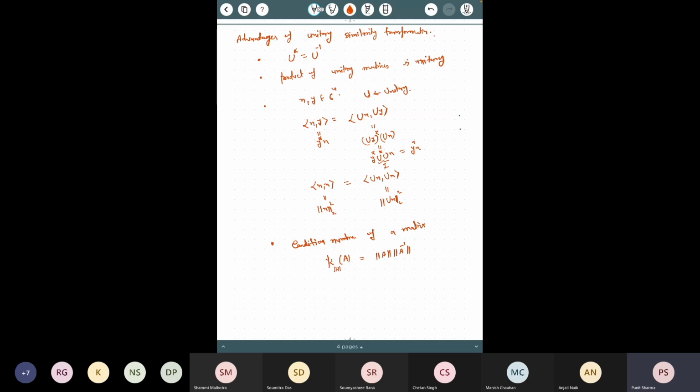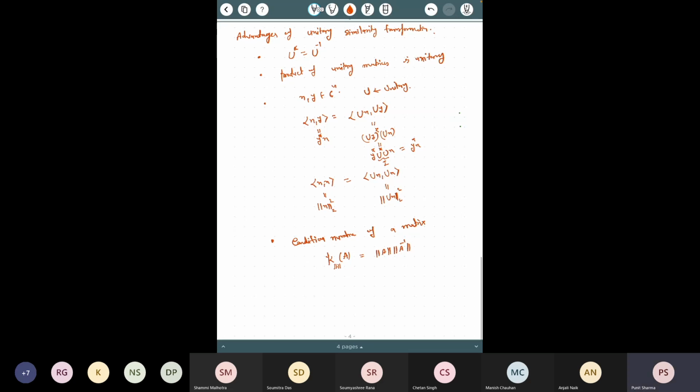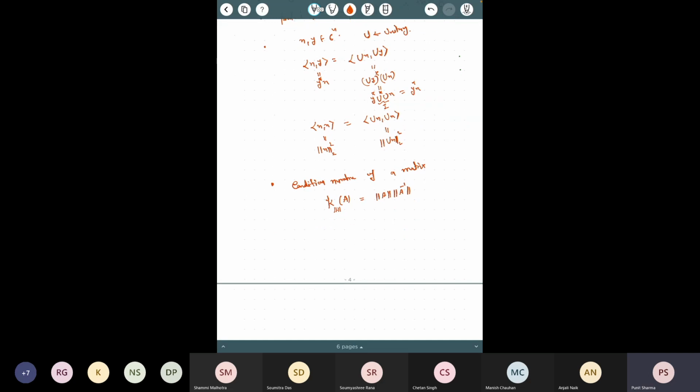Highly sensitive means if you change slightly in the input, the output will drastically change. Okay. Now, suppose your matrix is a unitary matrix, which is invertible. So if U is unitary, then you can easily find, for example, if you look at the condition number of U with respect to the operator 2 norm, then it is easy to see that it is nothing but 1.